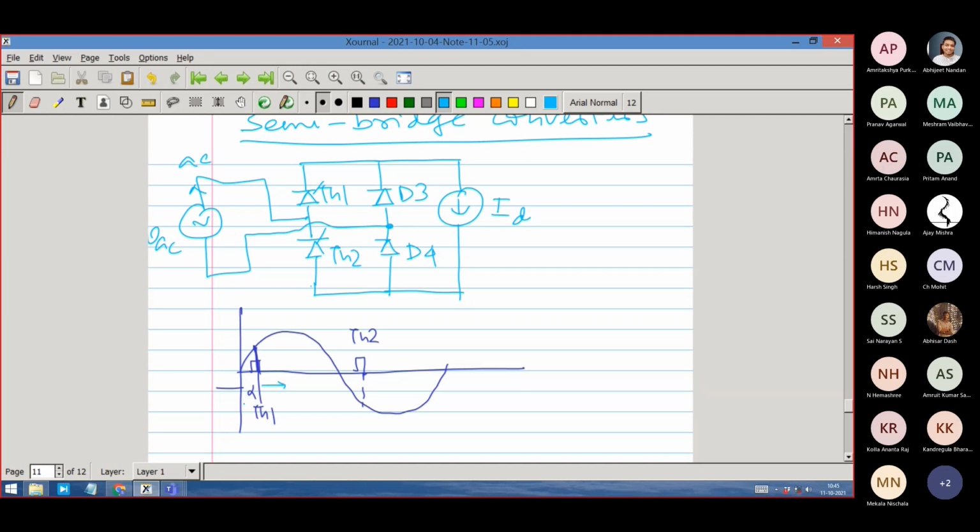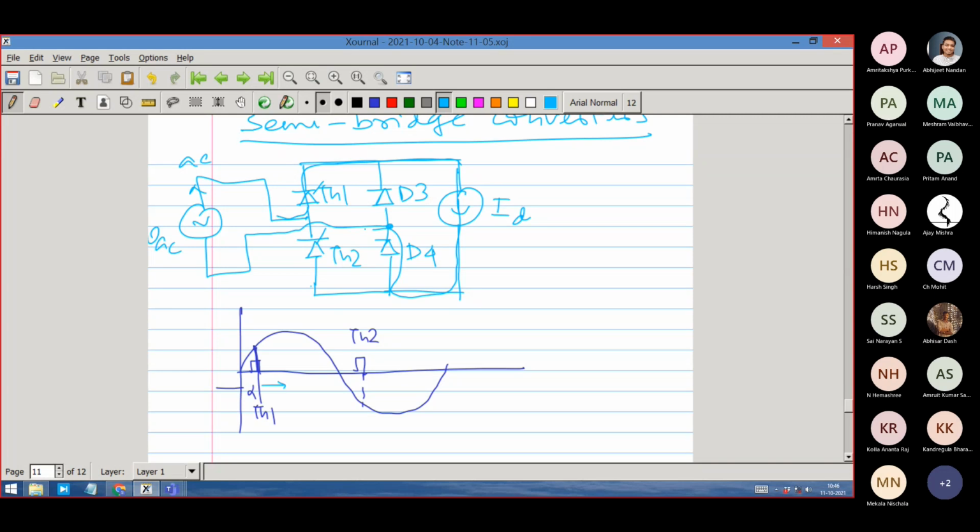So here, who will conduct? As usual, thyristor 1 will conduct, and the current will be returning through the diode. It cannot be any other device. You can argue that TH2 is not yet turned on, so why will D3 not conduct? When D3 conducts, how does the current flow, when the ID current has to be continuous? So the ID current will take the path of D4, because TH2 is off. It has to take a path. It will take the path of D4, and you may say, why not D4 and D3?